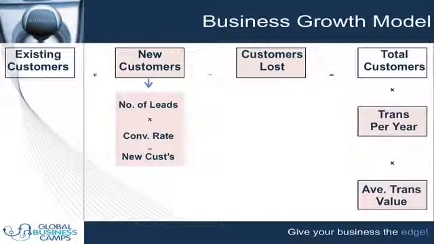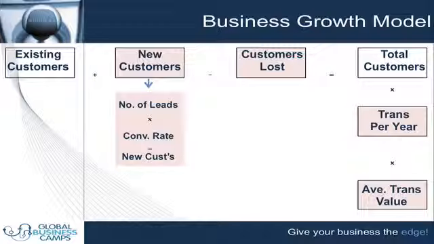We've got our existing customers. We have our new customers, which we can control how we get, and you can see number of leads times by conversion rate equals our new customers. We've got the customers we lose, we can control that. We end up with our total customers for the year. We can't control the total customers, but we can control the things within it.